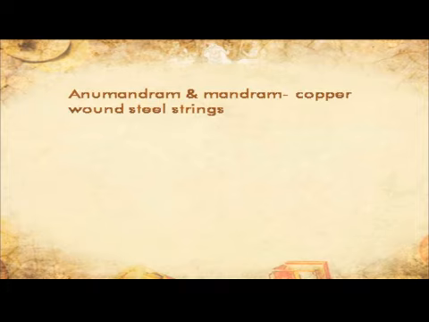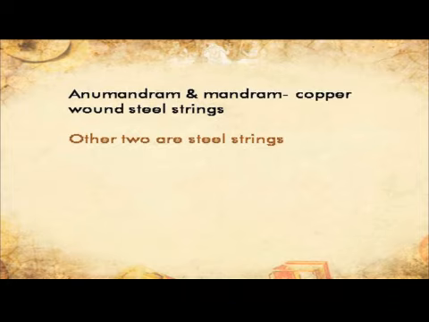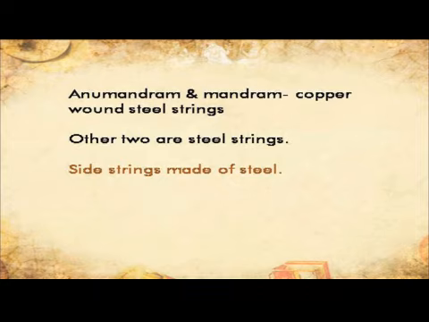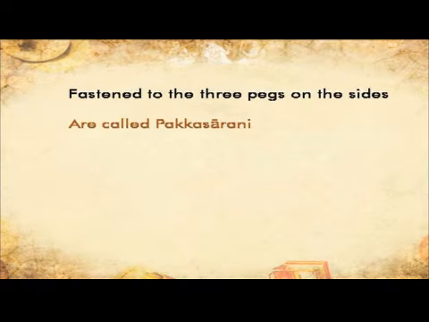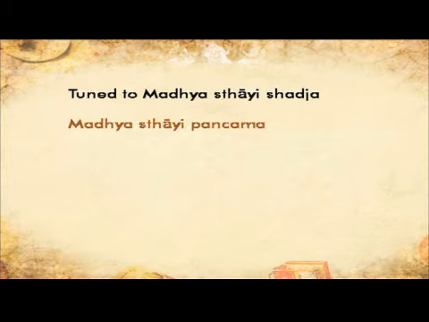The Anumandram and Mandram are copper wound steel strings, while the other two are steel strings. The side strings are all made of steel. These pass over the side bridge and then over small ivory pegs on the side of the stem and are fastened to the 3 pegs on the sides. They are called Pakkasarani, Pakkapanchama and Hechusarani and are tuned to Madhyasthai Shadja, Madhyasthai Panchama and Taras Shadja.